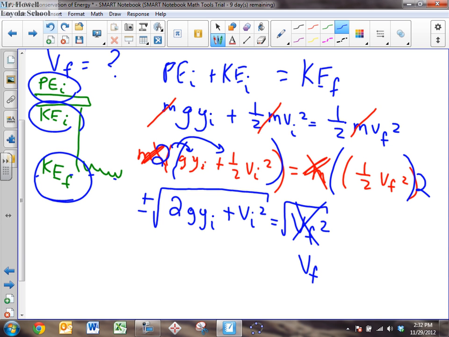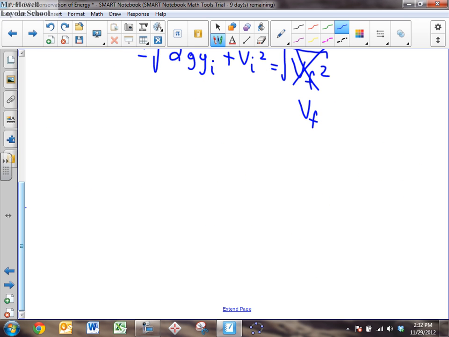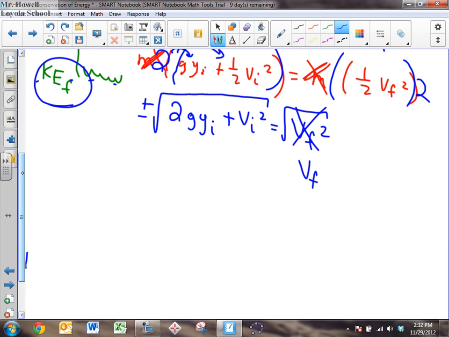Okay, so if you plug in numbers now, g is 9.81, yi is 8 meters, vi is given as 4. Plugging in all those numbers and taking the square root, we're going to get plus or minus 13.15. You should be checking this on your own, so I assume everybody's doing this.